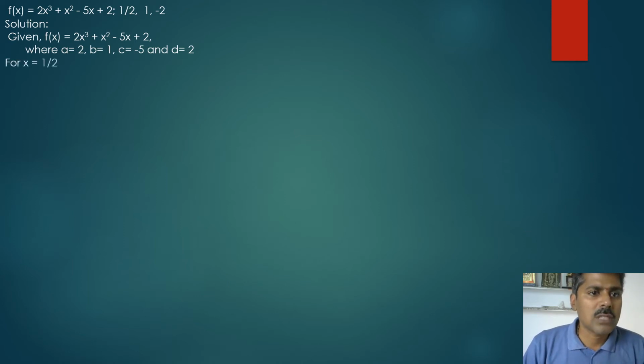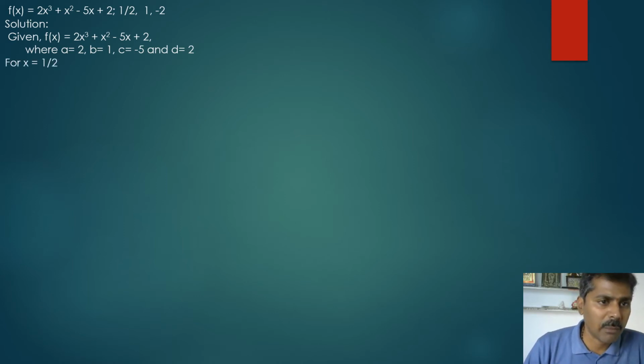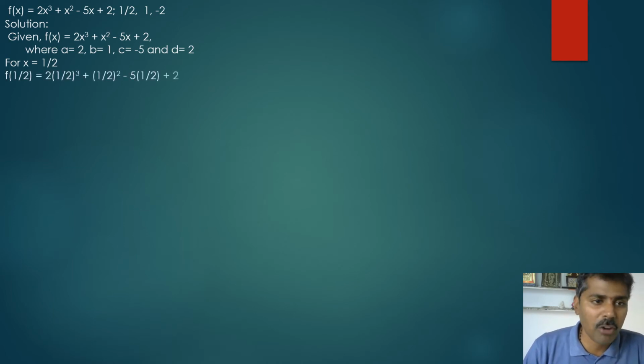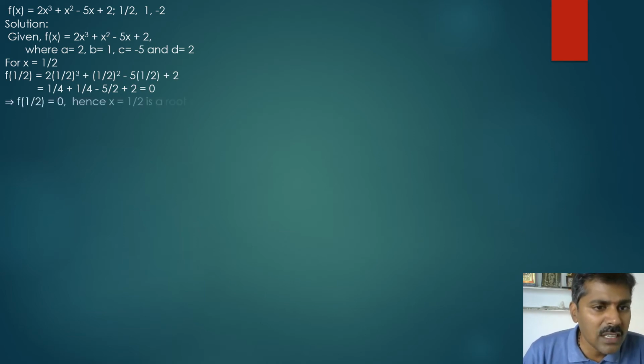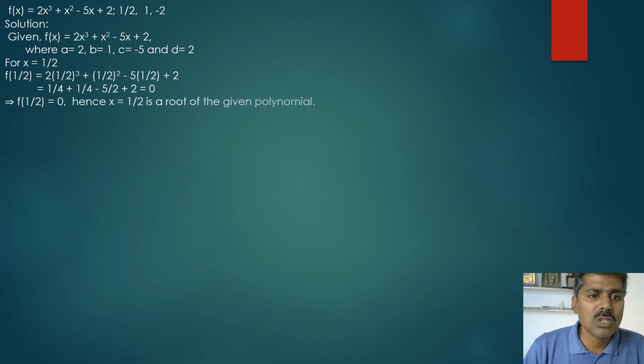Now I have to substitute first x equal to 1 by 2. If I substitute in f of 1 by 2, the value of the polynomial is 2 into 1 by 2 whole cube plus 1 by 2 whole square minus 5 into 1 by 2 plus 2, which results in 1 by 4 plus 1 by 4 minus 5 by 2 plus 2, which indicates the total value is 0. So hence we can say that f of 1 by 2 is equal to 0, x equal to 1 by 2 is a root of the given polynomial.